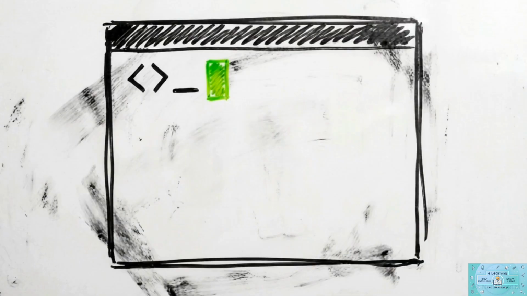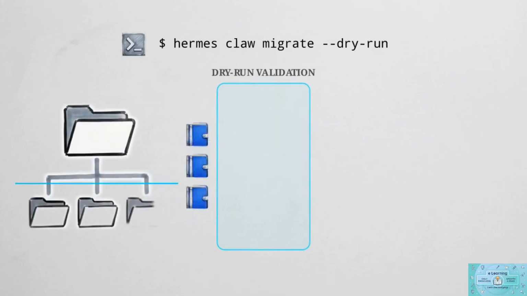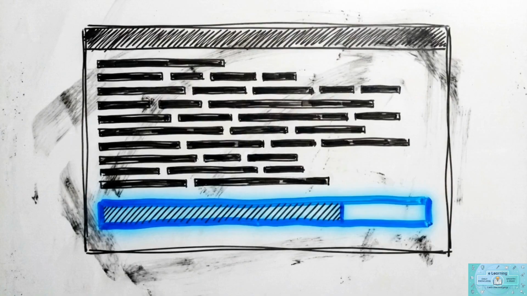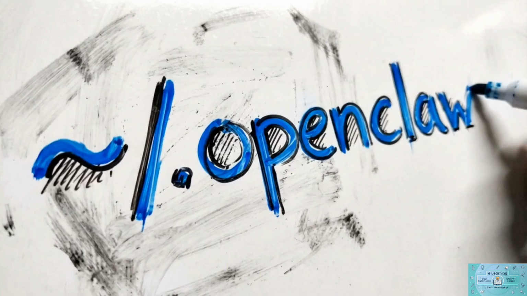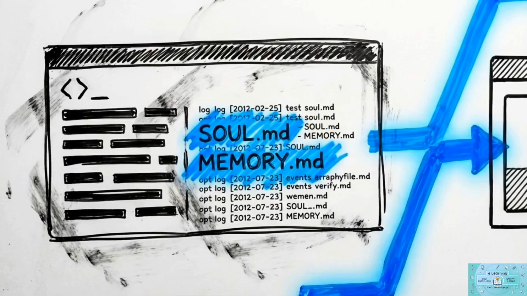Step 1 of the transfer is a simulation. We use the dry run flag to map the file paths and catch errors before any data actually moves. Type Hermes claw migrate dry run, followed by the source flag and the exact file path pointing to your old OpenClaw directory. Look closely at this output log.